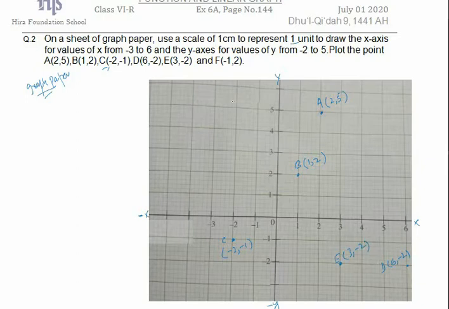Finally, F is -1 and 2. So we move 1 unit to the left, which is -1, and the 2 is plus, so we move upward. So the coordinate of F is -1 and 2.